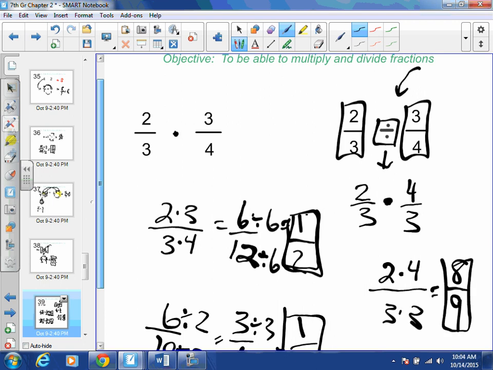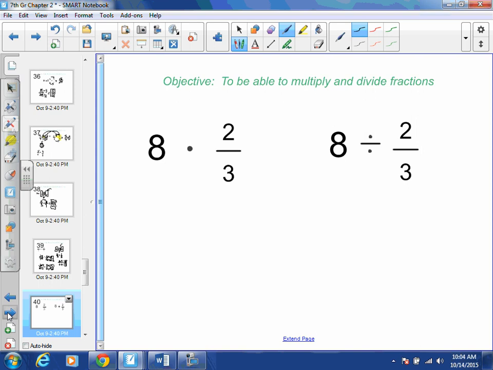And now, boom, it's beautiful, multiplying fractions, which we love. All right, so I multiply my numerators, multiply my denominators. 2 times 4 gives me 8, 3 times 3 gives me 9, and that fraction is already in simplest form.